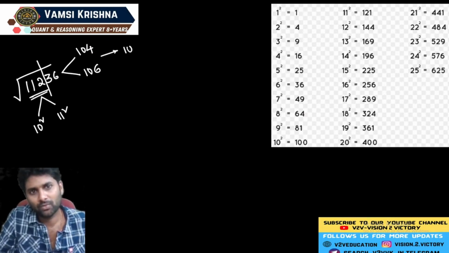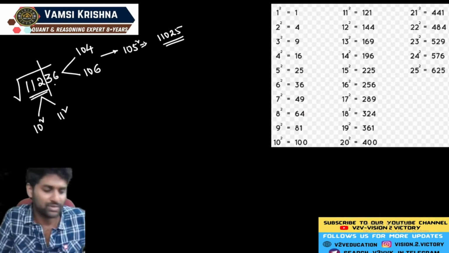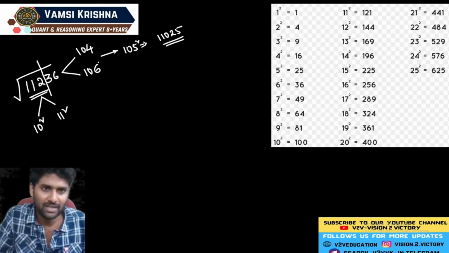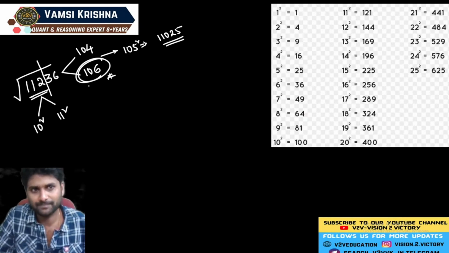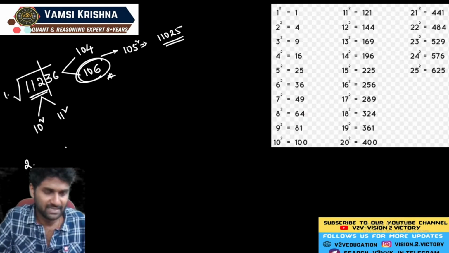Now you already know that 105 square, right? So 105 square means 10 11s are 110, and 5 square is equal to 25. Now see, definitely 11236 is more than 11025. So definitely your answer must be 106. Very good.